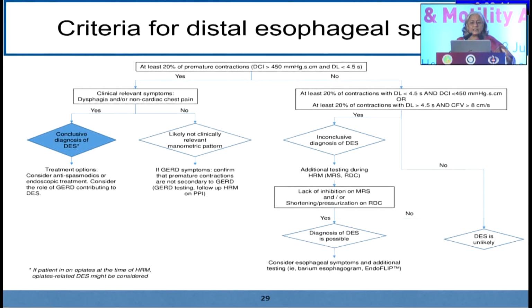So in the criteria for distal esophageal spasm, you can read the complete technical note, where if there are symptoms, and if you find that there are more than 20% swallows with a short distal latency, in that case you're confident. However, in other cases, please go and do additional tests.